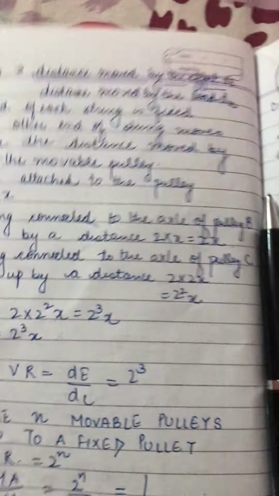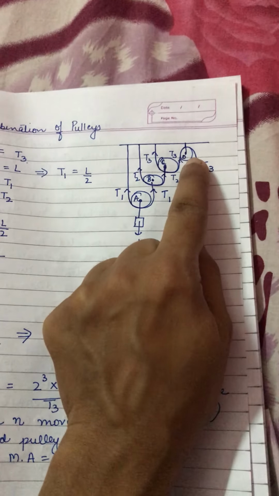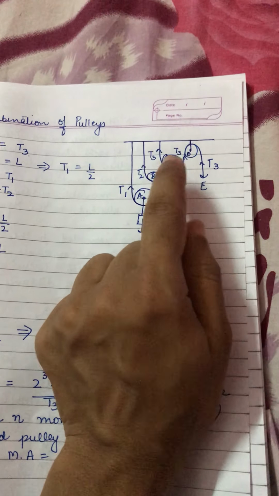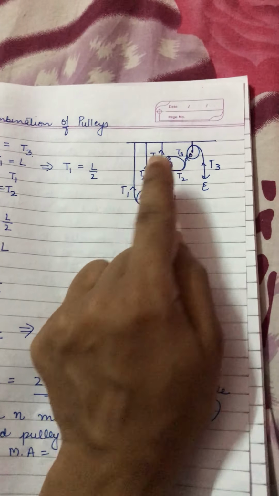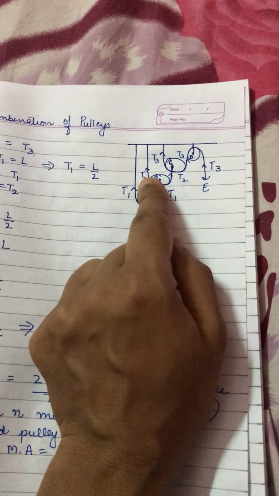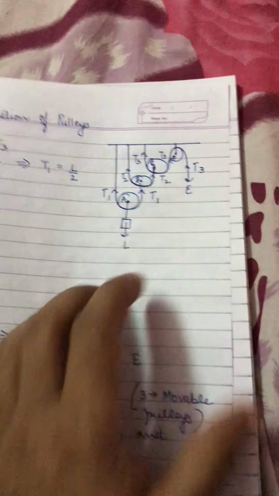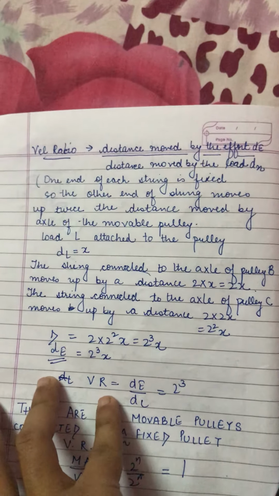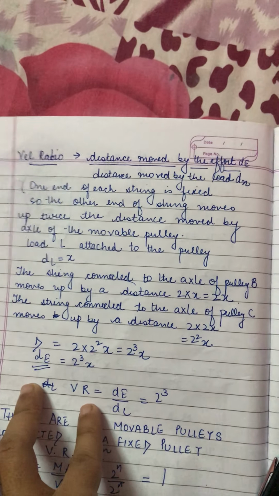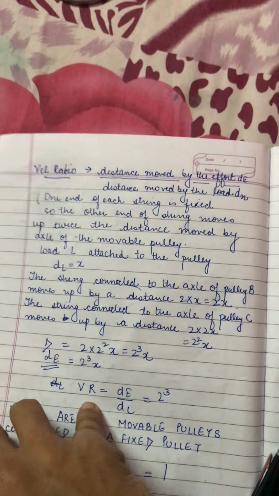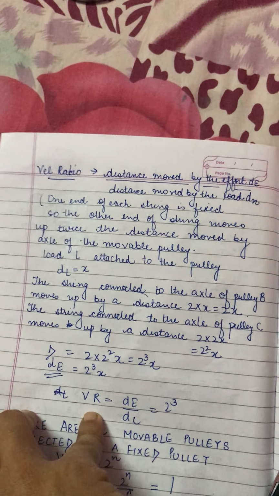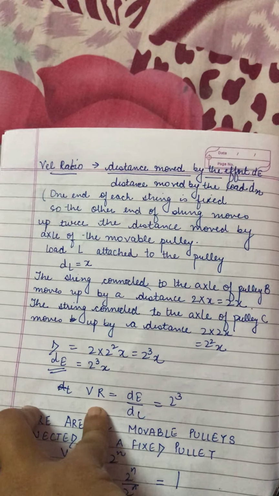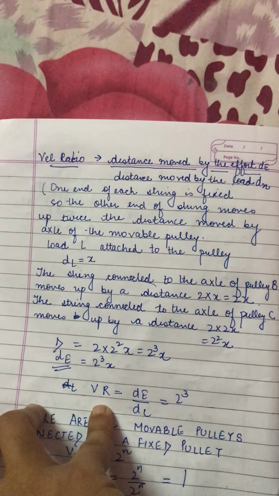Now what will be the velocity ratio in this case? Same concept will be there. We will pull this downwards, this will move, this will also move upward, this will also move upward, this will also move upward. Okay? All three pulleys will move in the upward direction. So what will be the velocity ratio? See, I have also written here, one end of each string is fixed. So the other end of string moves up twice the distance moved by the axle of the movable pulley.